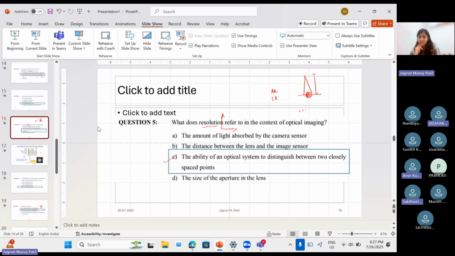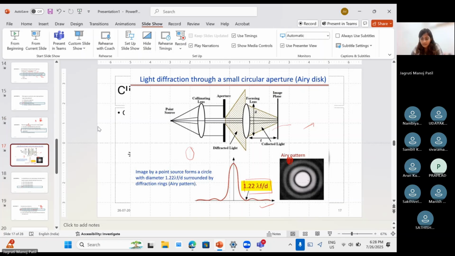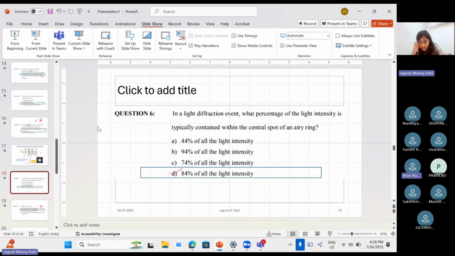Next question. What does resolution refer to in the context of optical imaging? So resolution itself is nothing but how closely or how well you can differentiate between two points which are placed close. That's the ability of your system to distinguish between two points. The next one was about the Airy disk. How much energy is contained within the central spot of your Airy ring? That's nothing but a theoretical value of 84%.